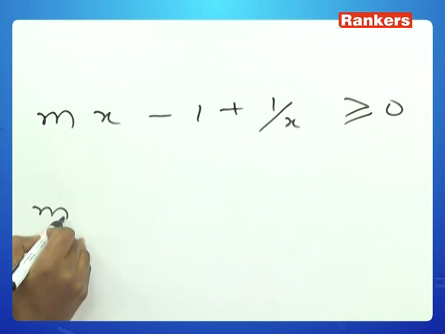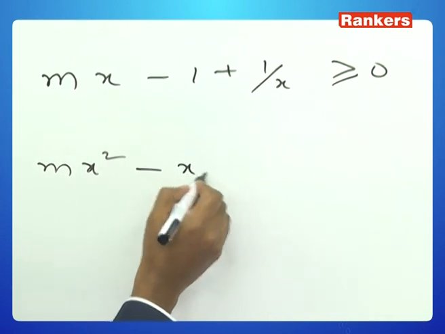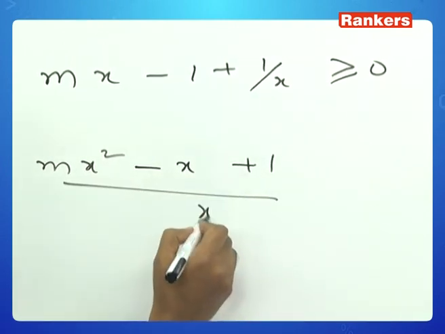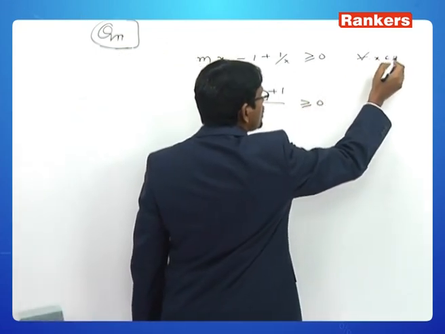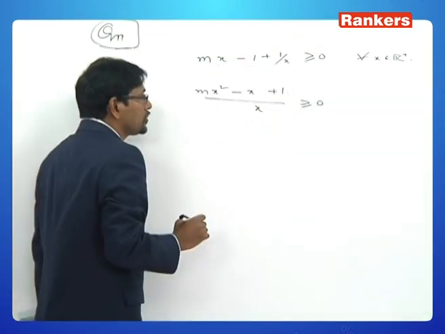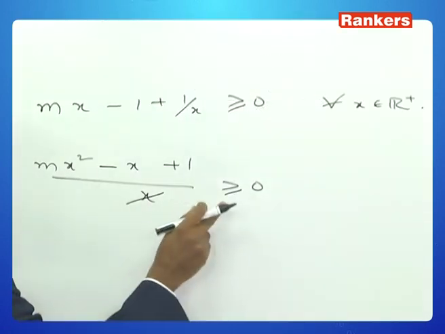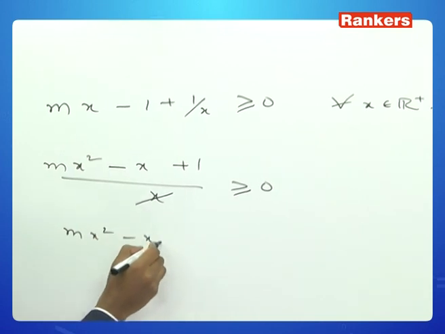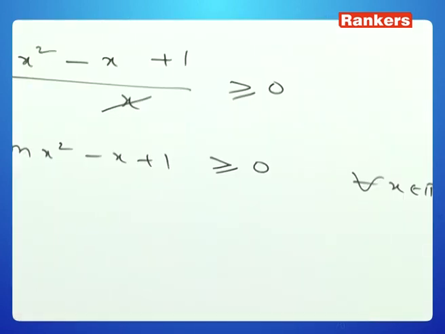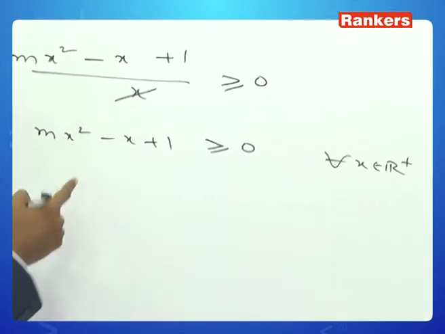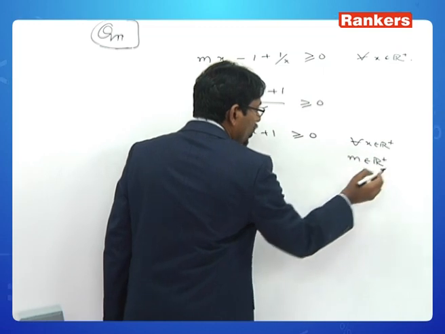Now let us rewrite this as a quadratic expression. mx square, taking the LCM, minus x plus 1 by x should be non-negative. I want this to happen for all x positive. Okay, for all x positive we want this to happen. Here x being positive, I'll ignore this part. So we want this mx square minus x plus 1 to be non-negative for all x positive. Okay, now we will look at this. m is also positive here. m is a positive quantity.